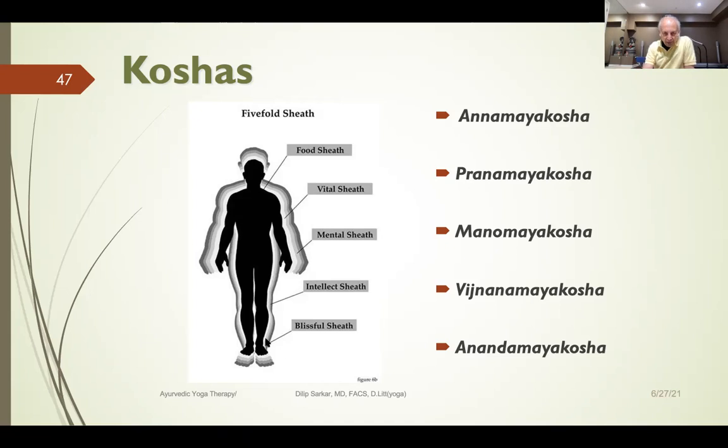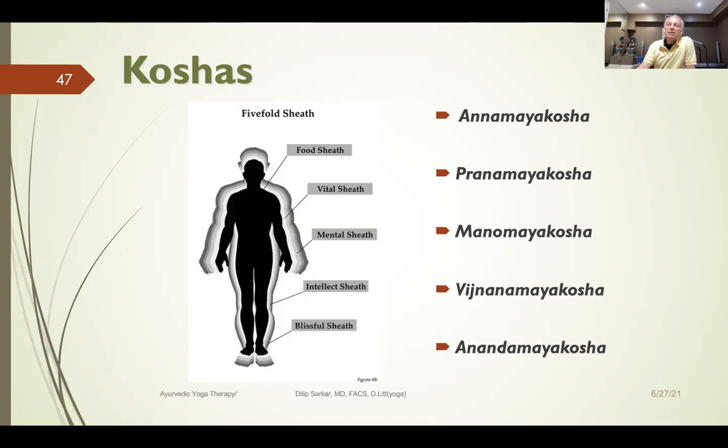When your breath gets imbalanced, you have shortness of breath. Like yesterday, people were asking me a lot of questions about shortness of breath, or having asthma. If you cannot breathe properly, what happens? You become anxious, you become tense, you become restless. So that means any imbalance you create in the vital sheath will affect your mental sheath, your mind. Your mind gets restless.